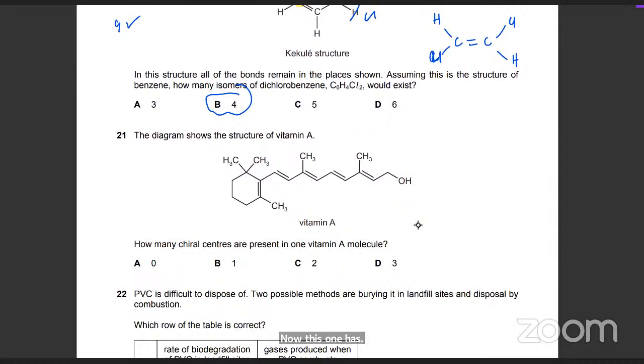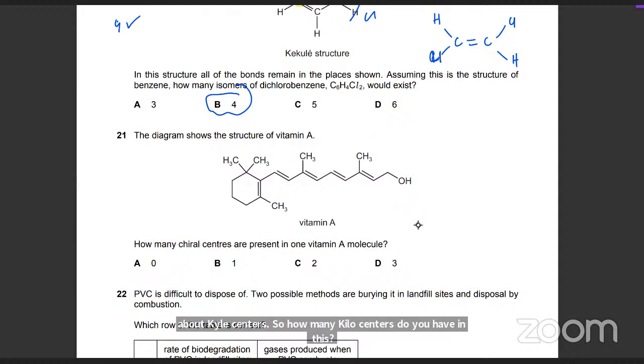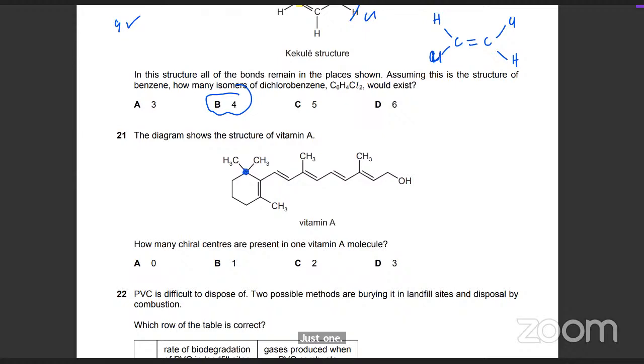So how many chiral centers do you have in this molecule? Just one, with 4 different groups. That's probably this one, right? Because any carbon that's making double bonds is not going to be chiral. This carbon over here has 2 H's bonded to it, so that is also not chiral. So just one.